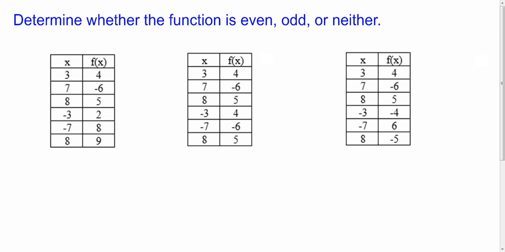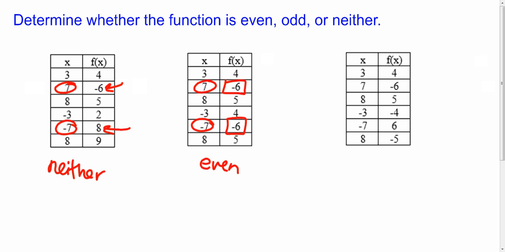Okay, here's a table, and we're going to look at whether these are even or odd here in just a minute. And so I want to look at what happens when I plug in a number and its opposite. A number and its opposite generates completely unrelated y values. So this is neither. When I look at a number and its opposite, I get the same y value. So this is even. When I look at a number and its opposite, I get opposite y values. So this one is odd.